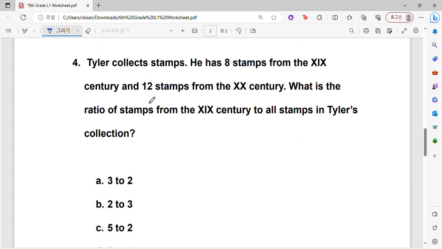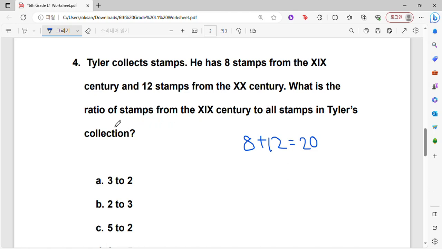Okay, number 4, Tyler collects stamps. He has 8 stamps from the XIX century and 12 stamps from the XX century. What is the ratio of stamps from the XIX century to all stamps in Tyler's collection? So in order to find the total number of stamps in Tyler's collection, we would have to add 8 to 12, right? Which would be 20 stamps in total.